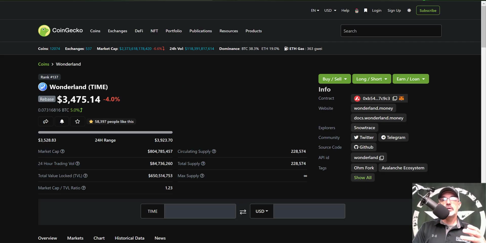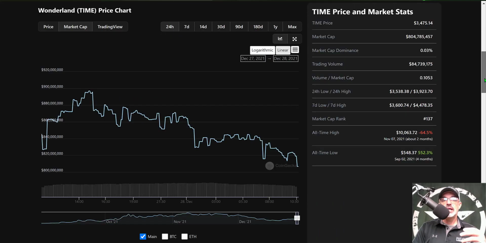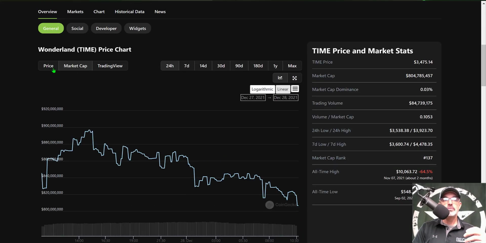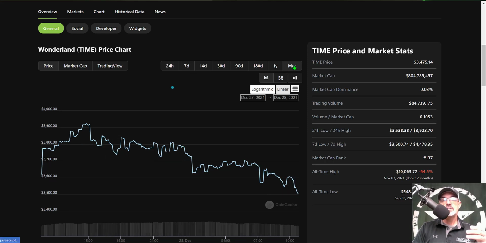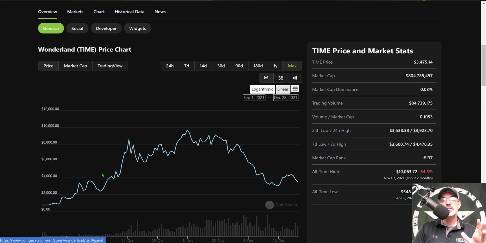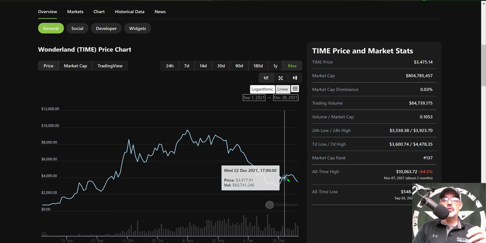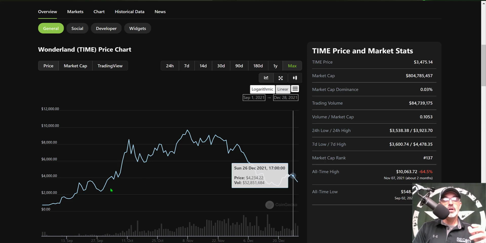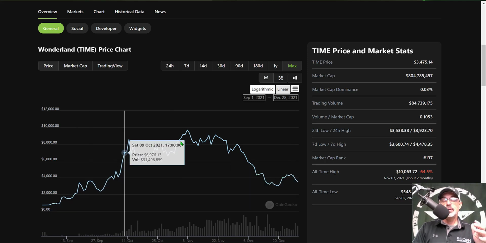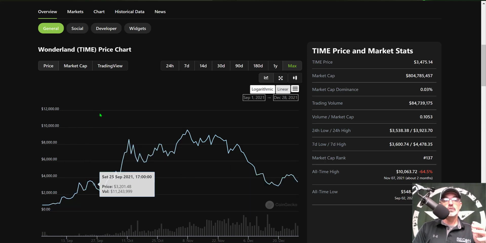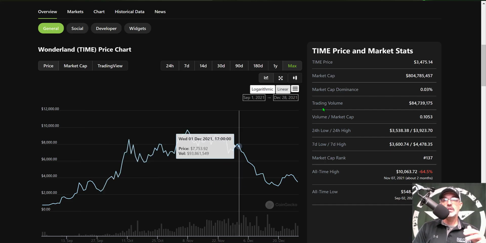Now, if we jump back over here to CoinGecko and we scroll down, we can see a chart for Wonderland's price. And I prefer to go out to the max level. I want to see how this has performed ever since this token's been deployed. And this particular token, when it deployed, its beginning price was around $700. It's currently at around $3,500, and it had a fairly healthy looking run up. It just didn't go straight up and then straight down to this level.